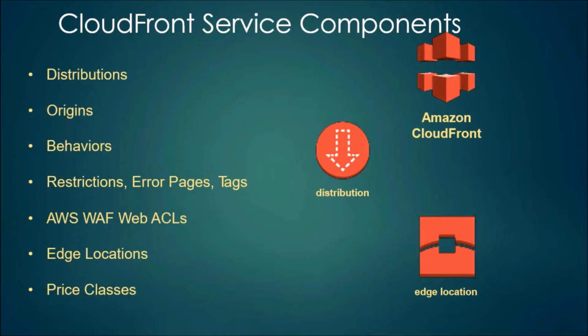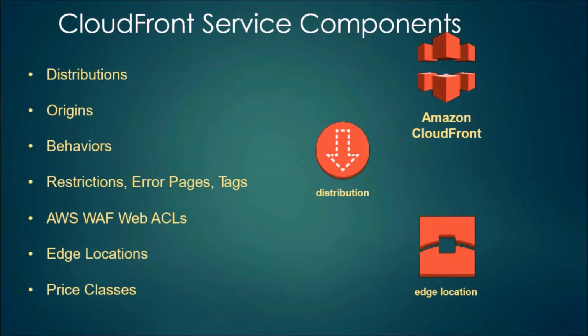Now there are distributions. There is web distribution and RTMP distribution. Web distribution is for normal web applications. RTMP distribution is for when you have Adobe Flash video, right? For that, there is a different protocol, the RTMP protocol, which is being used. So if you want to generate a CloudFront distribution for that, there is an option given in AWS. So there are two distributions given by Amazon.